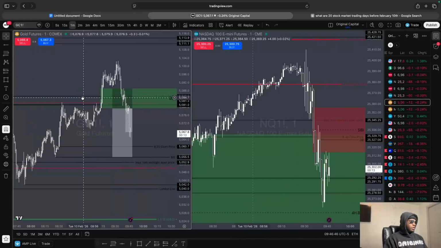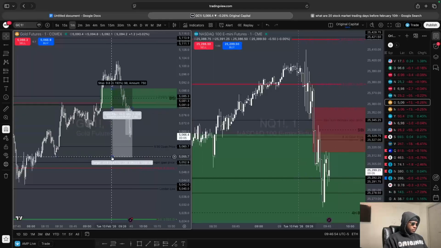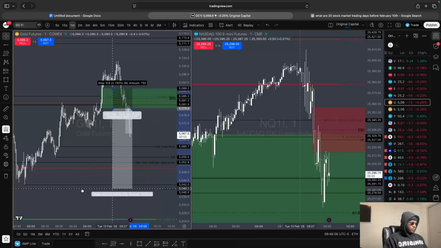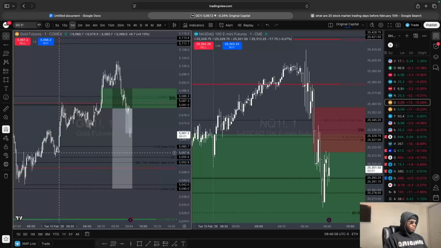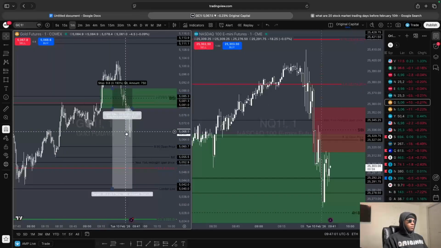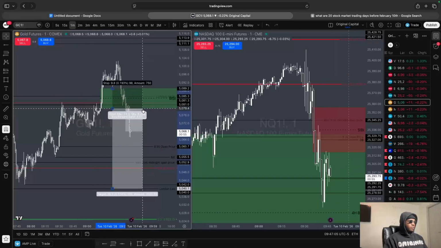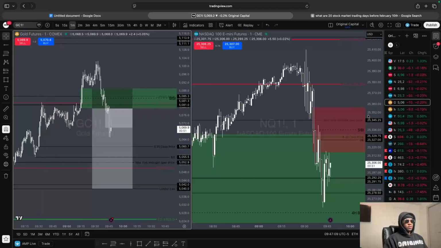I like how we took out this London high, relative equal highs also. We took out the buy side, had this inversion, tapped back into it, entry. Wanted to go down to these relative equal lows down here. This will be a break even because if we move more than half towards my take profit, I'm automatically break even, right? So I like this gold short.